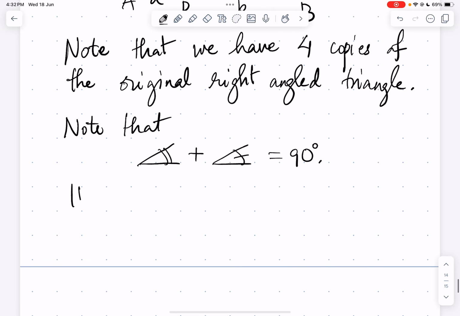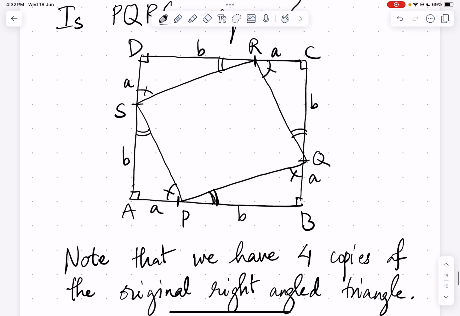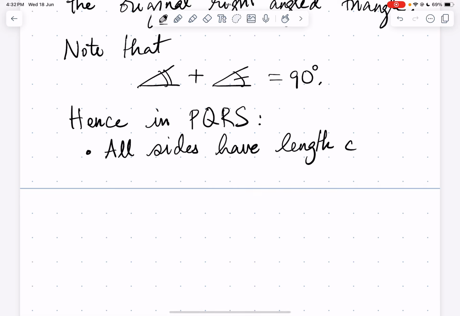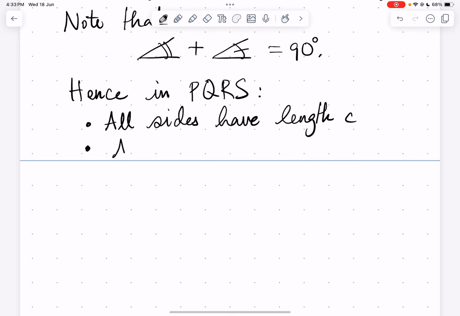Hence, in this quadrilateral PQRS, firstly, all sides have length C, right? All sides are of length C because we have 4 copies. By construction, we have 4 copies of the original right angle triangle. So all sides are of length C and all angles are 90 degrees.